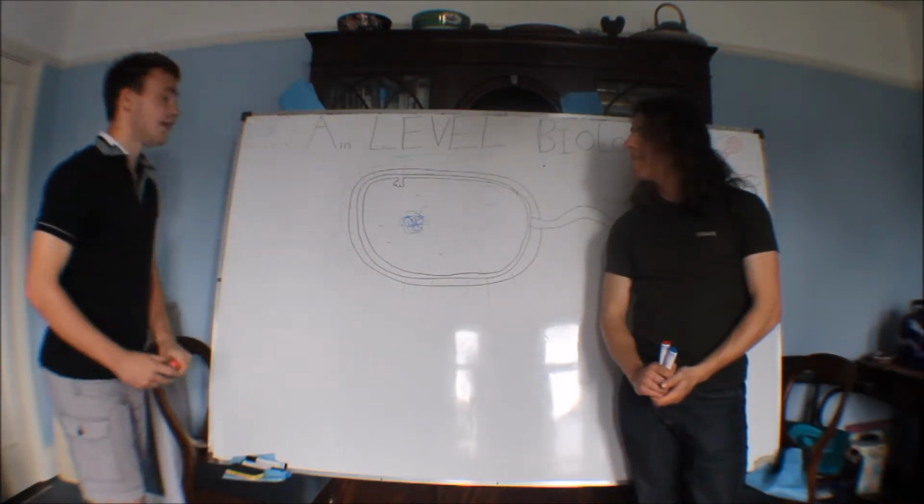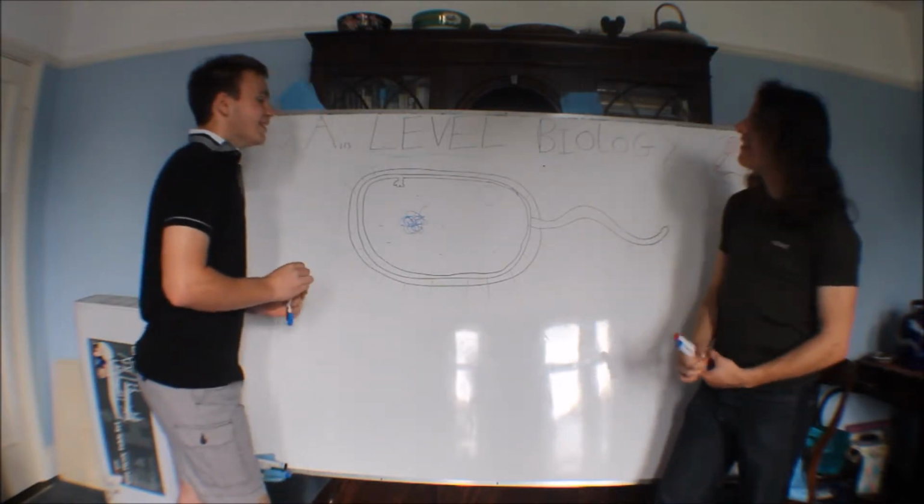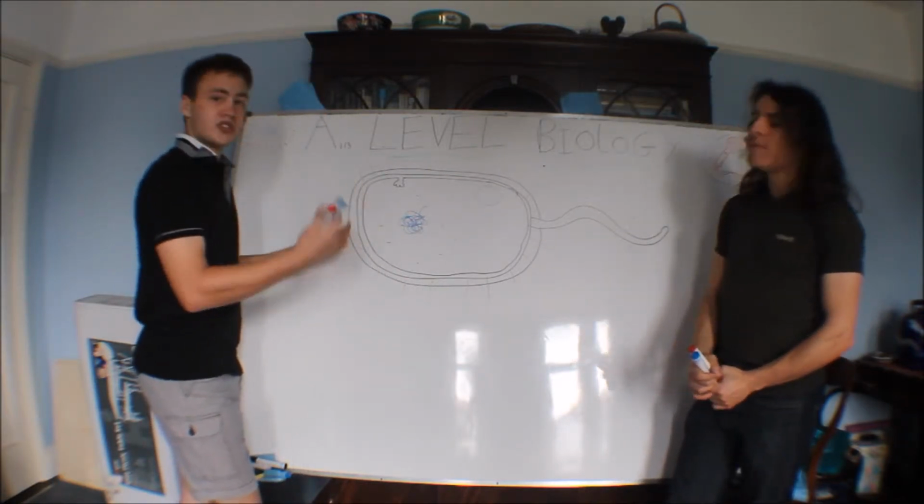I've drawn E. coli. Drawn, written. I drew letters. That's what you do, right? So here we go, we've drawn one. Let's label what's going on in this cell.